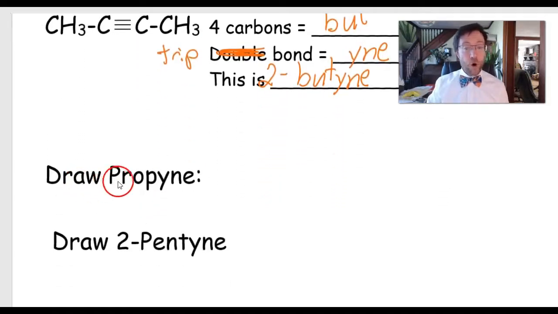Draw propyne. Okay. All right, let's do this. Let's not be scared. Prop. If we look at our reference chart, this means 3.